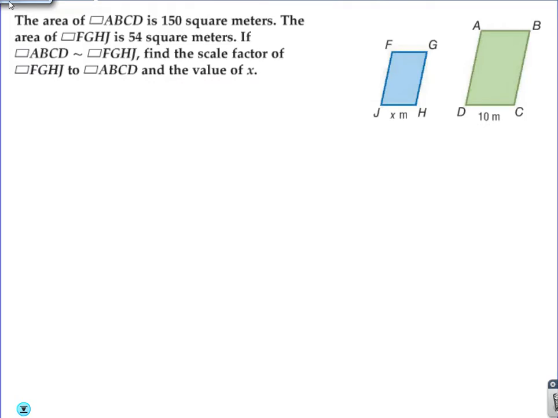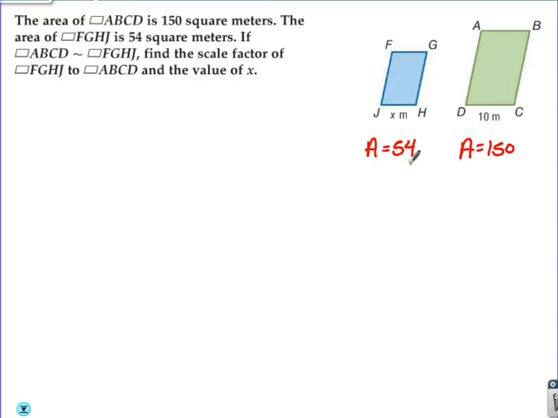Next problem. Says the area of the first parallelogram is 150. Let me write that down. No, actually the second one. The area is 150. The area of FGHJ is 54. If the two parallelograms are similar, find the scale factor and find the value of x.